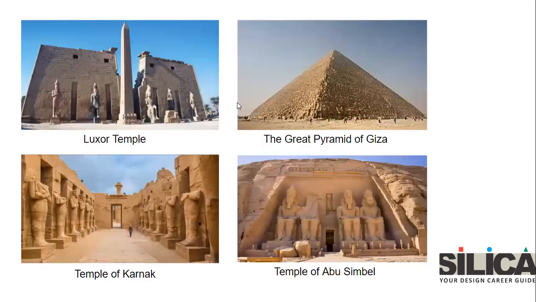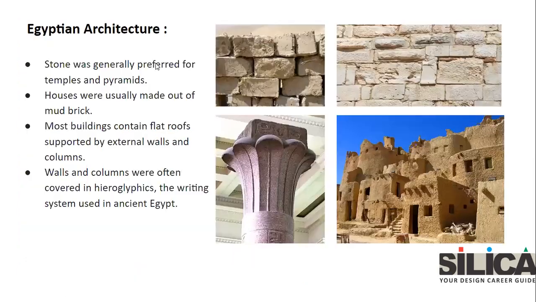So here we can see the four most important and popular examples of architectural masterpieces of Egyptian civilization: Luxor Temple, the Great Pyramid of Giza, Temple of Karnak, and Temple of Abu Simbel.